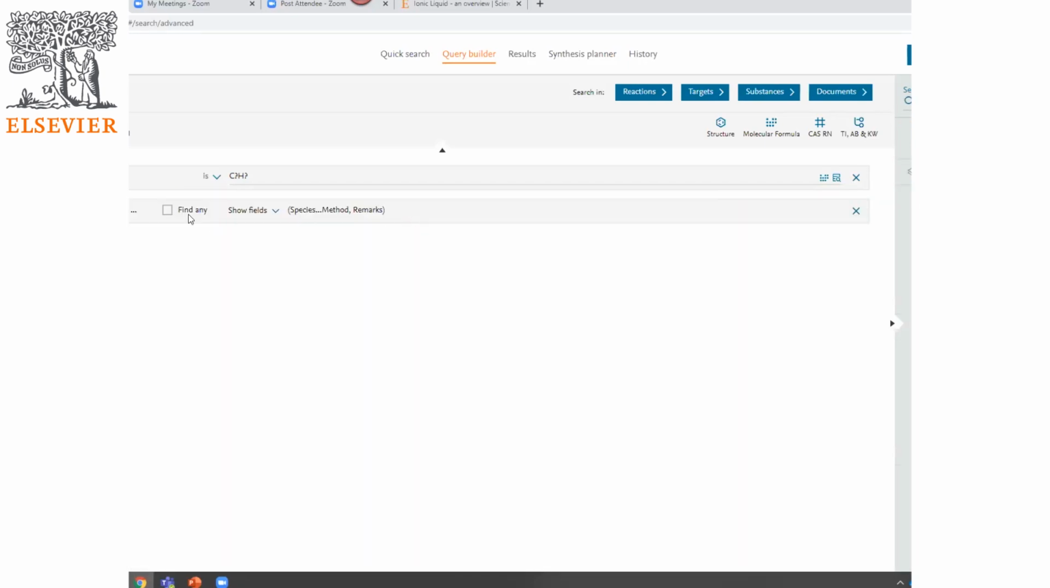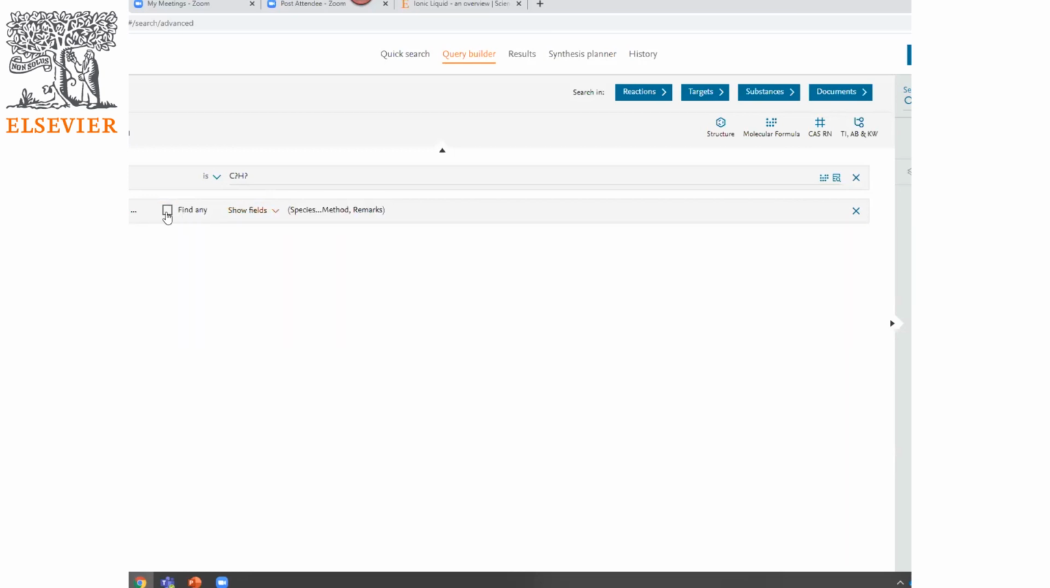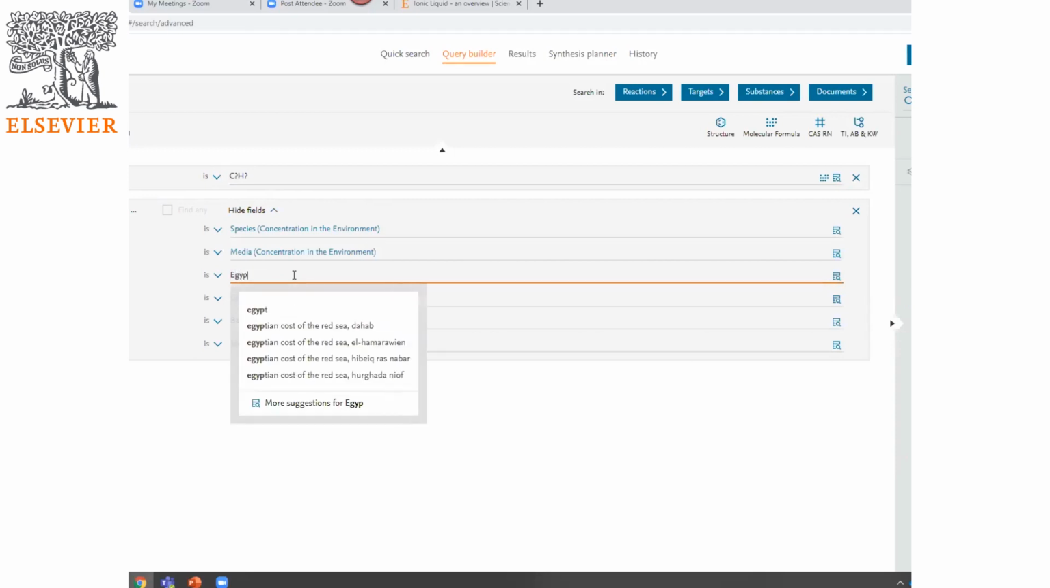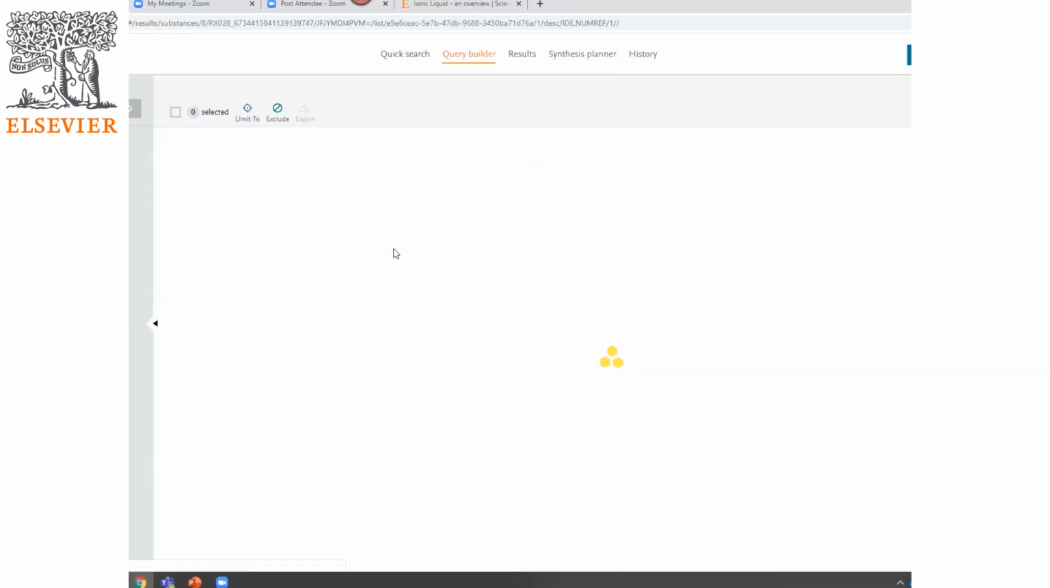concentration in the environment. When we open the fields, we will see location. So we can find any data about concentration in the environment about hydrocarbons, or we can specify it to Egypt. Also, we can choose "contains" instead of "is". It means that somewhere in this field there should be the word Egypt. So we can do the search.